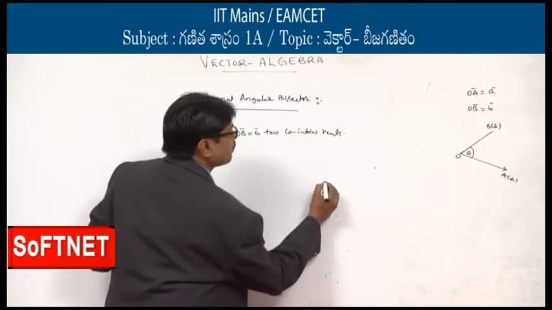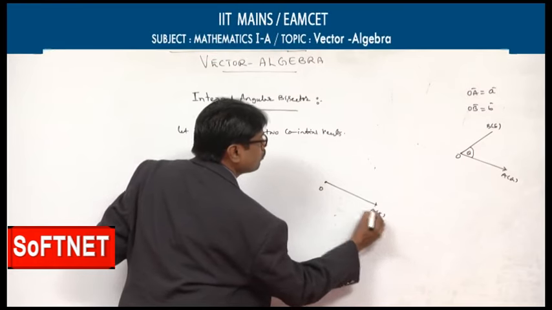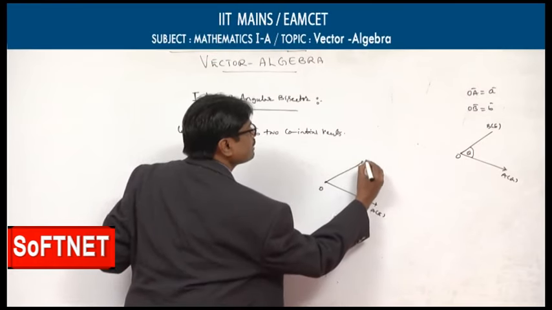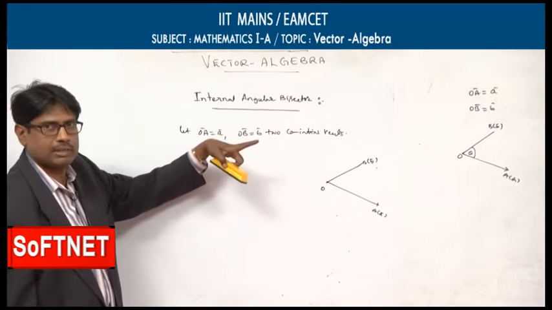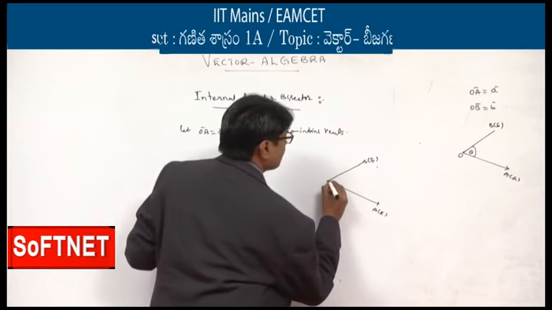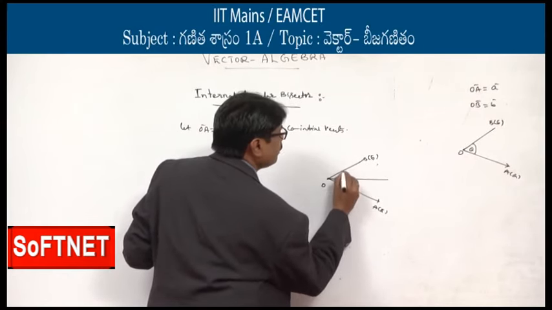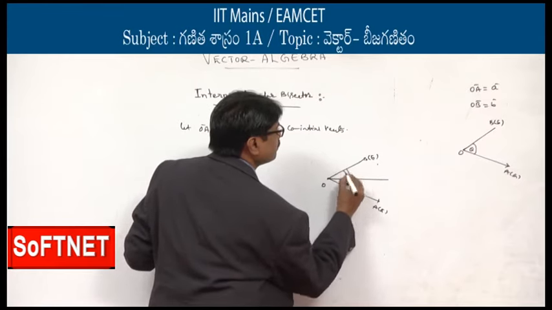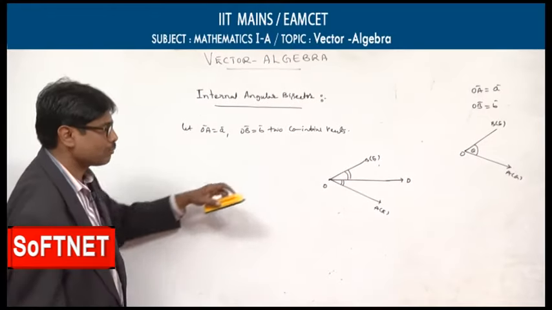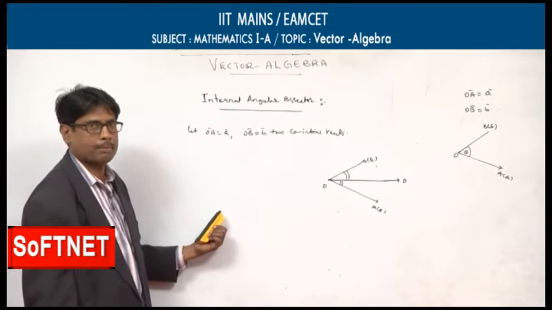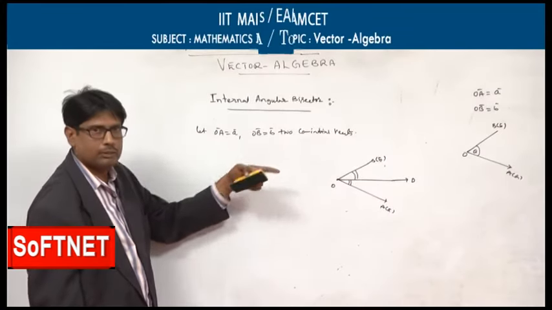Define OA bar is equal to A bar and OB bar is equal to B bar, two coinitial vectors. Theta is the angle between them. Now you define the internal angular bisector, which divides the internal angle into two equal parts. You name it OD bar. First we are talking about the internal angular bisector which divides angle AOB into two equal parts.